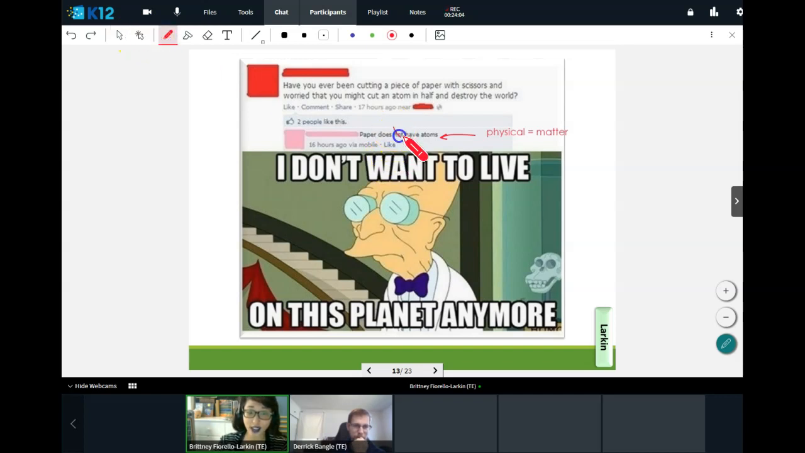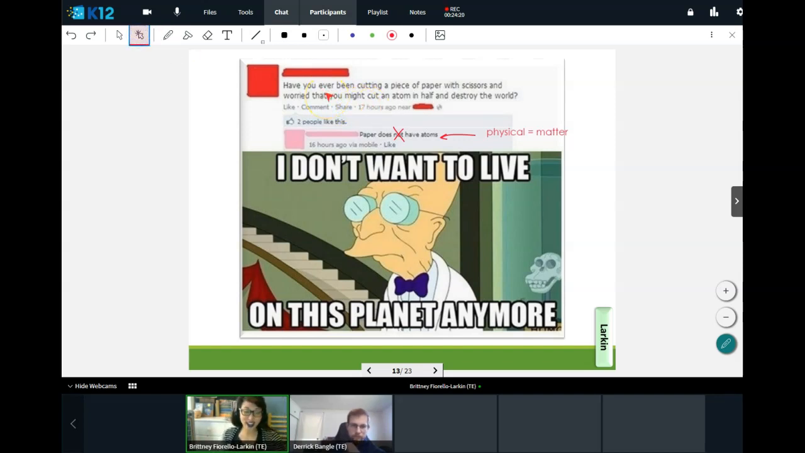So this, first off, is a crazy response. We know paper has atoms, all right? It's a physical substance. All matter has atoms. That's the building block of matter. Yeah. Well, it has atoms, have one atom, right? An atom has one atom.